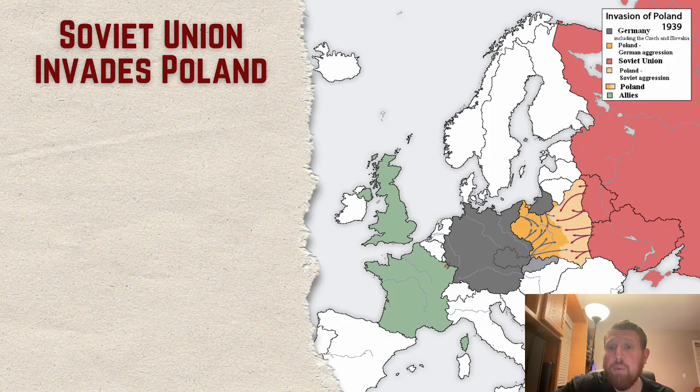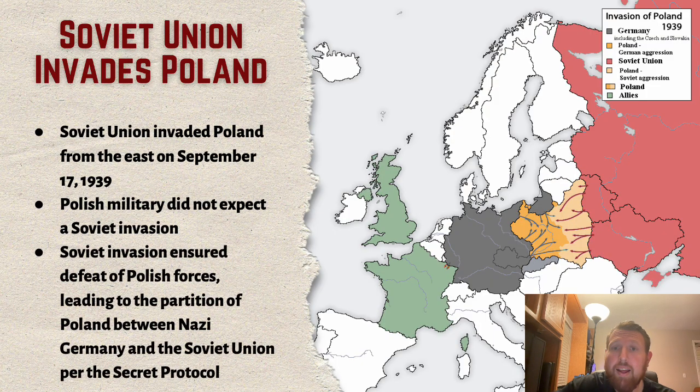So about 2 weeks later, September 17th, the Soviet Union capitalizes on that non-aggression pact and invades Poland from the east. So the Polish government was already struggling to hold back Germany from the west. And you can see in the map here on your screen, that's Germany in the gray, Poland's in the yellow, and then the Soviets are moving in from the east. This pretty much ensured the complete encirclement and defeat of Polish forces, and it led to the partition of Poland between Nazi Germany and the Soviet Union, as they previously agreed upon in the secret protocol.